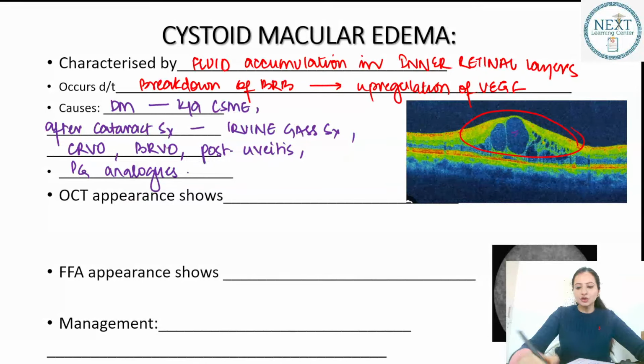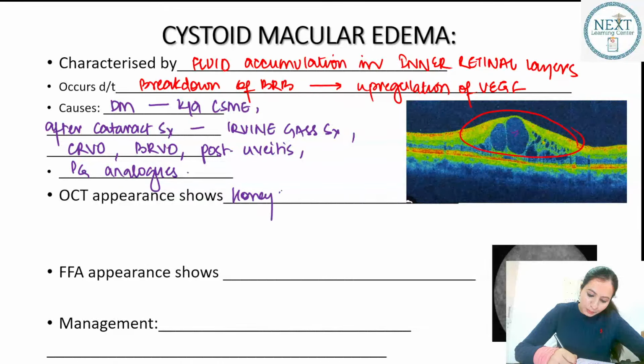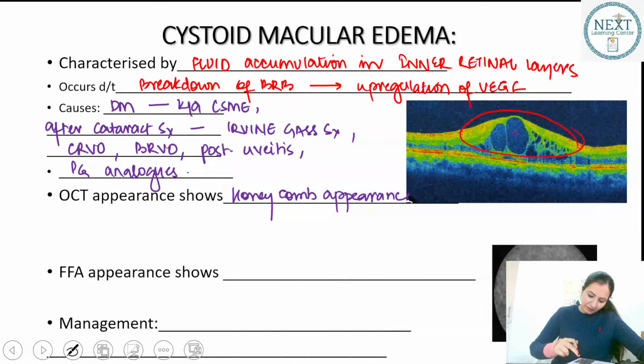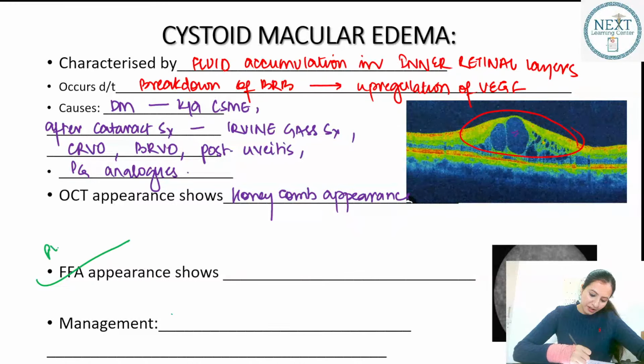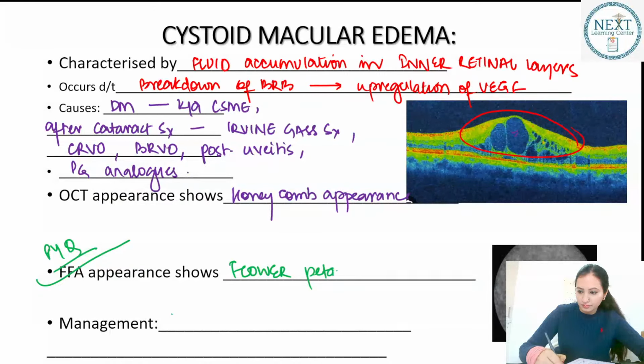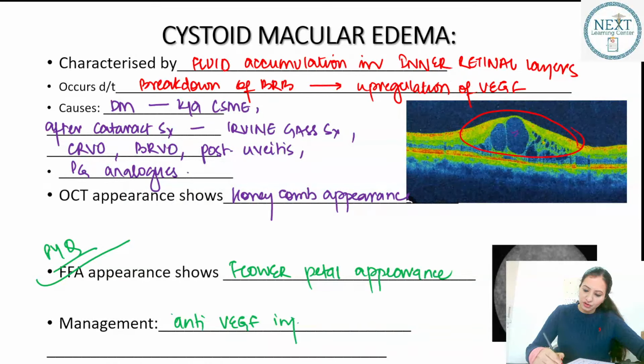OCT appearance will show this. What do you call this as? This is called as honeycomb appearance. This is a previous year question. FFA appearance of cystoid macular edema. This is your flower petal appearance. If we talk about the management, I have told you it is universal. Go for anti-VEGF injections.